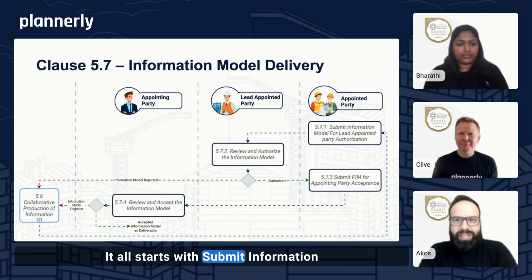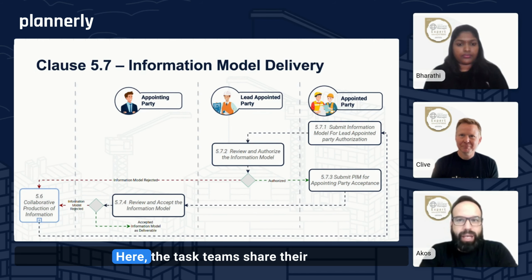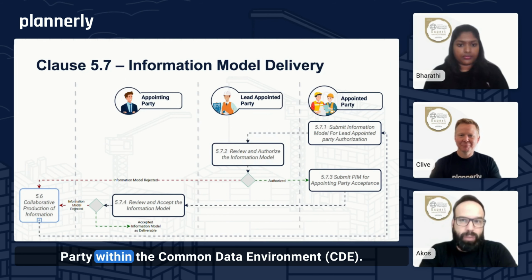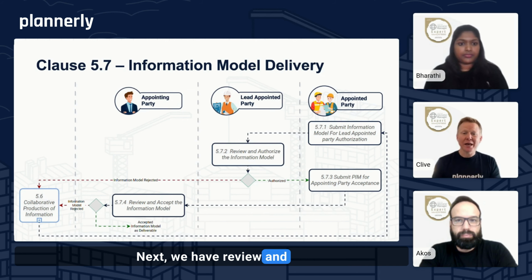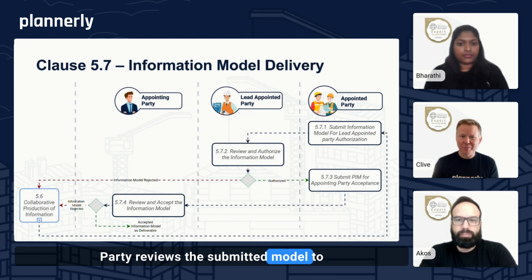It all starts with submit information model for lead appointed party authorization. Here, the task teams share their information model to the lead appointed party within the common data environment. This step ensures the model is ready for further review. Next, we have review and authorize the information model. This is where the lead appointed party reviews the submitted model to confirm it meets the project's requirements.